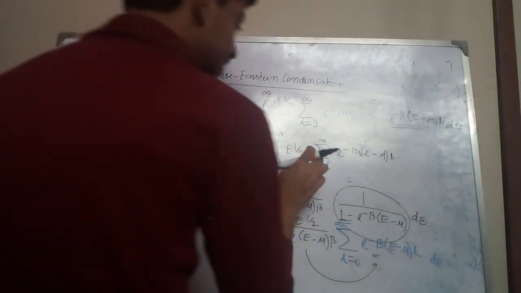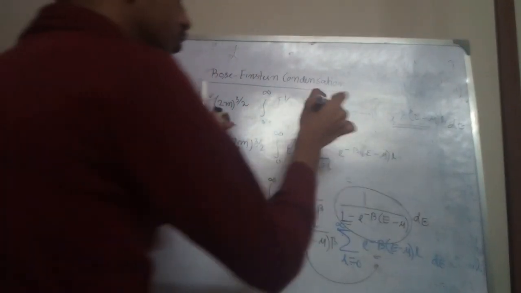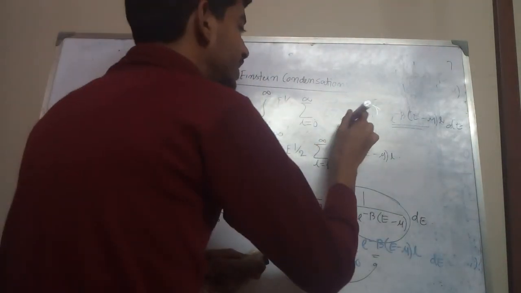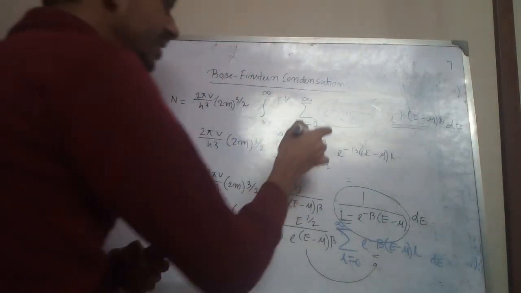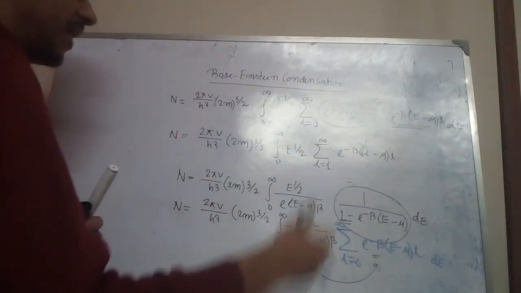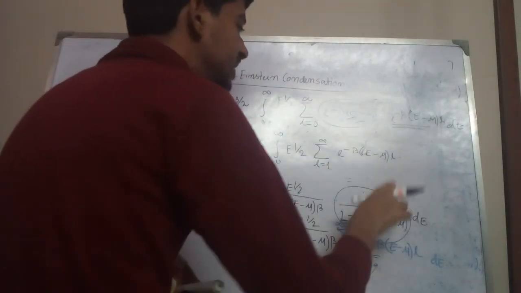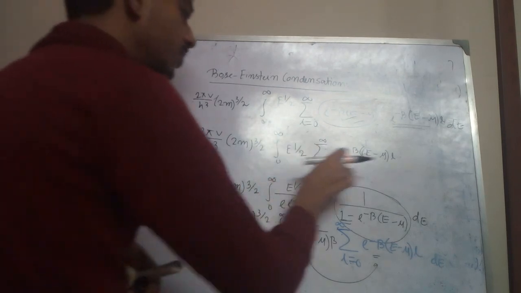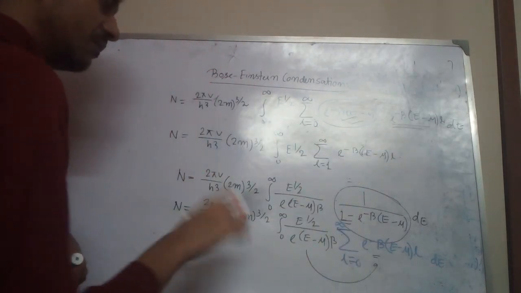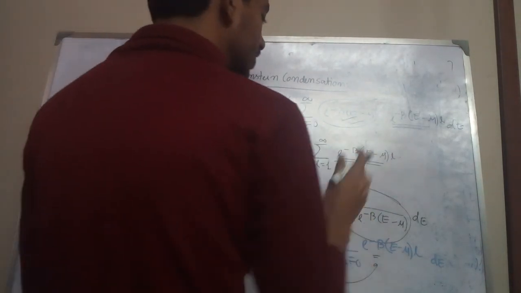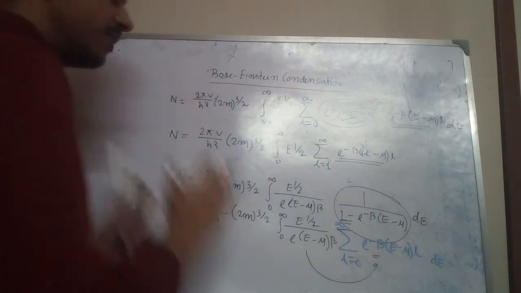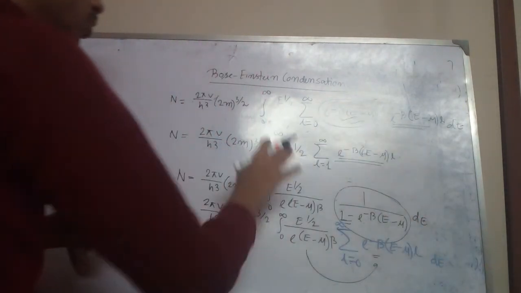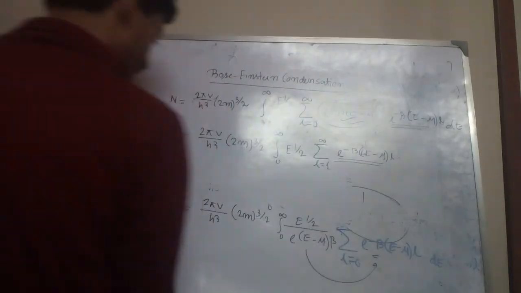mu) L. Why did we change the limit of L? Because if we put the value L = 0, then this term exists. So in this series, the first term is e to the power minus beta (epsilon minus mu). If we put the value L = 1, the series starts from the value L = 1. So we write it in this form.